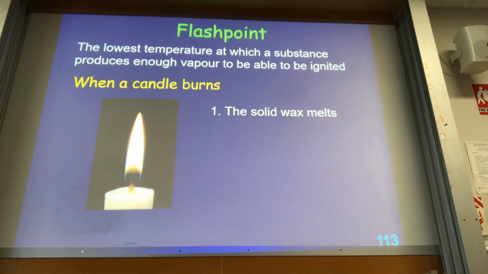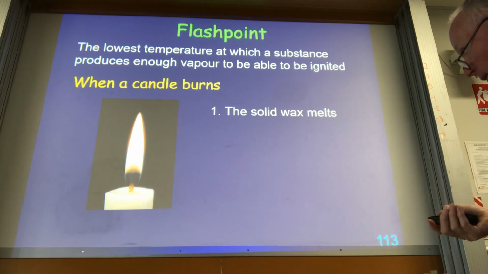Flashpoint. So any liquid at any temperature produces vapour. If it's a flammable liquid, the temperature at which it produces enough vapour for a flame to be able to be ignited is known as its flash point.